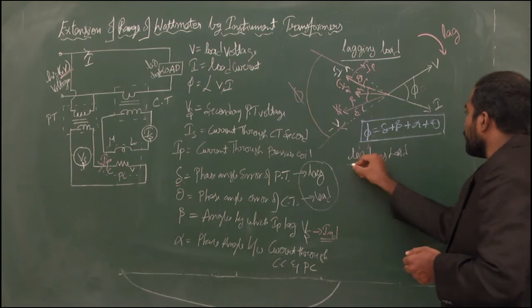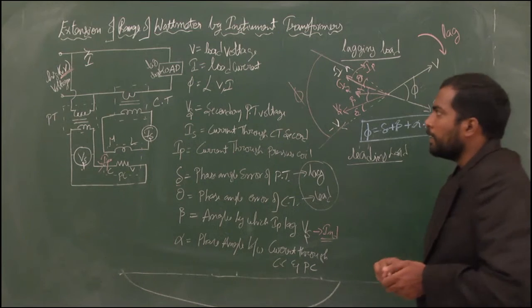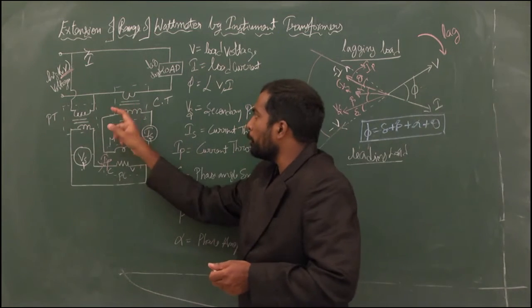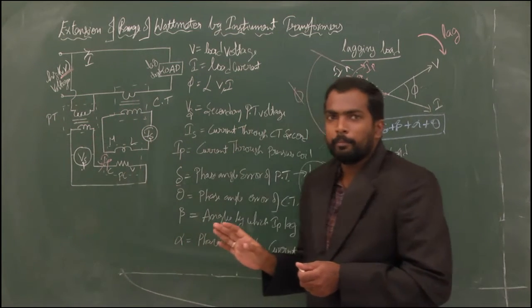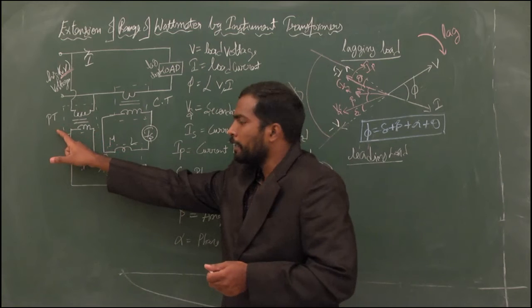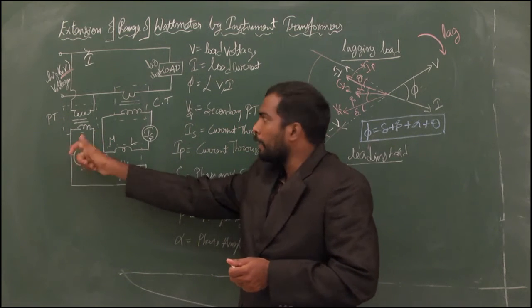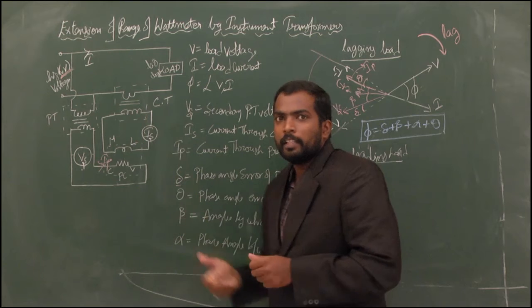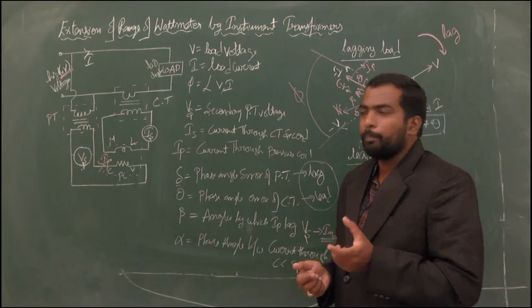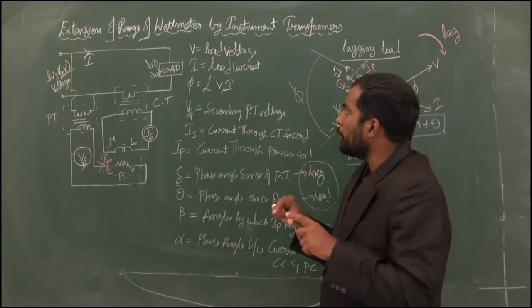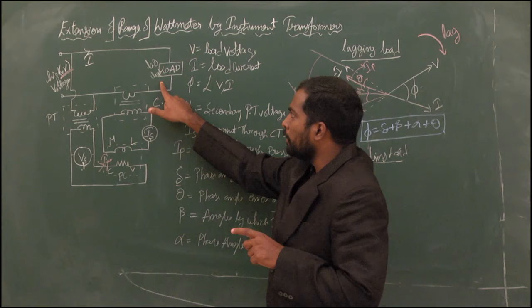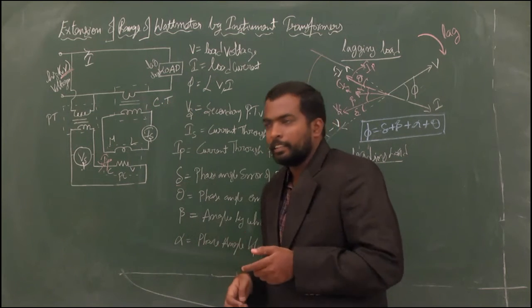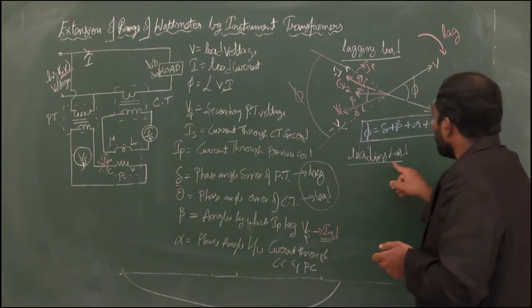So in both the cases of lagging and leading, the properties of CT and properties of PT will not change. That means the error due to PT is mainly due to voltage drop and the error due to CT is mainly due to magnetizing component. The properties of CT and PT will not vary, but depending upon your load condition, your correction factor will change. Now see here, we have a leading load.